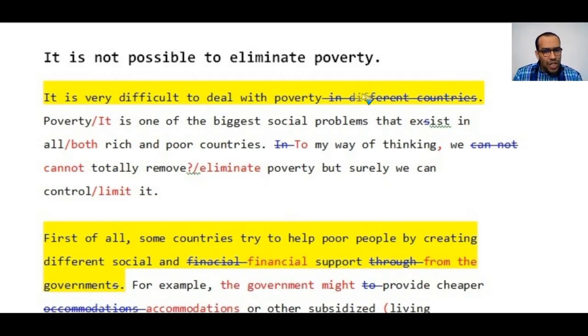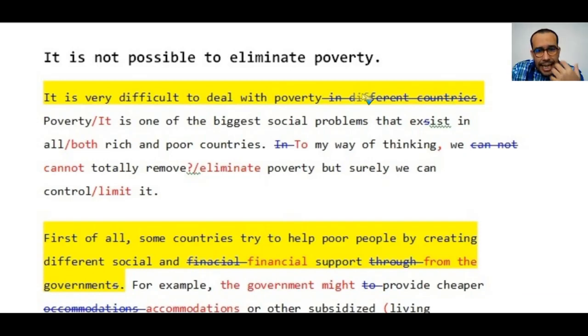The second sentence reads, "Poverty..." Here, it's a repetition because you already referred to poverty. No need to repeat the same word over in the second sentence. So you need to use a pronoun, it. And of course, you need to capitalize the first letter of the pronoun. "It is one of the biggest social problems that exist." Here there is a spelling issue. That is, we need to remove the S. "That exists in all rich and poor countries." Here you're talking about two different types of countries, rich and poor, and therefore instead of saying all, you normally should have said both rich and poor countries.